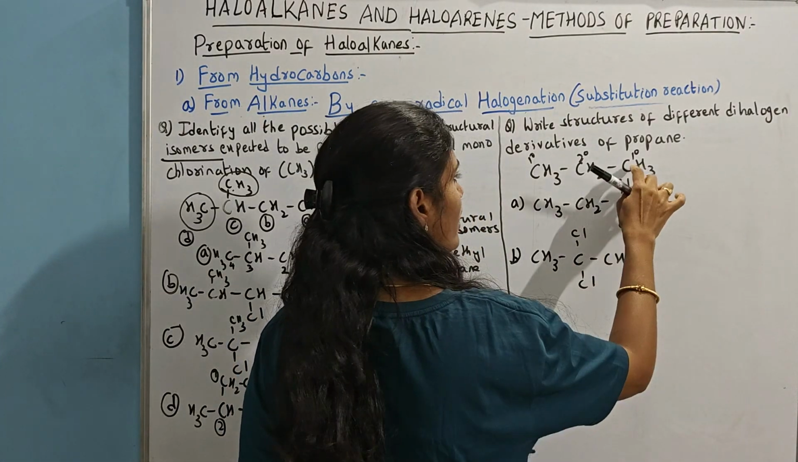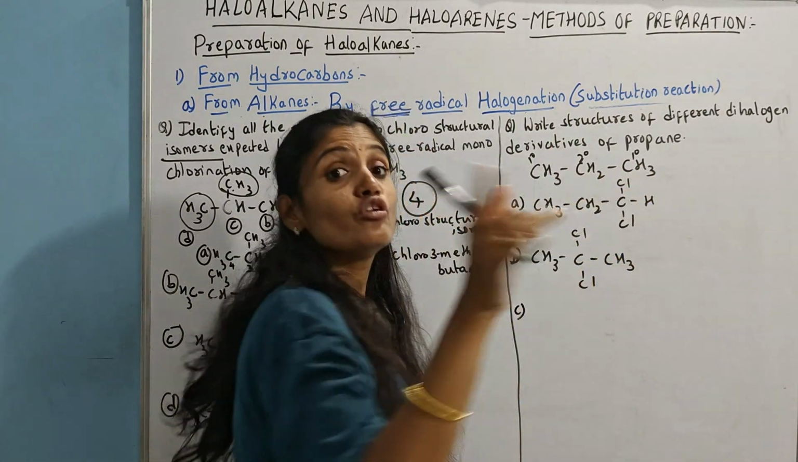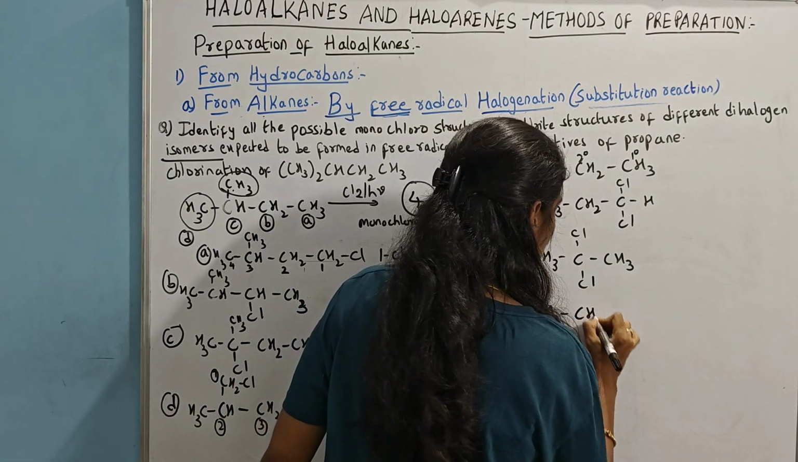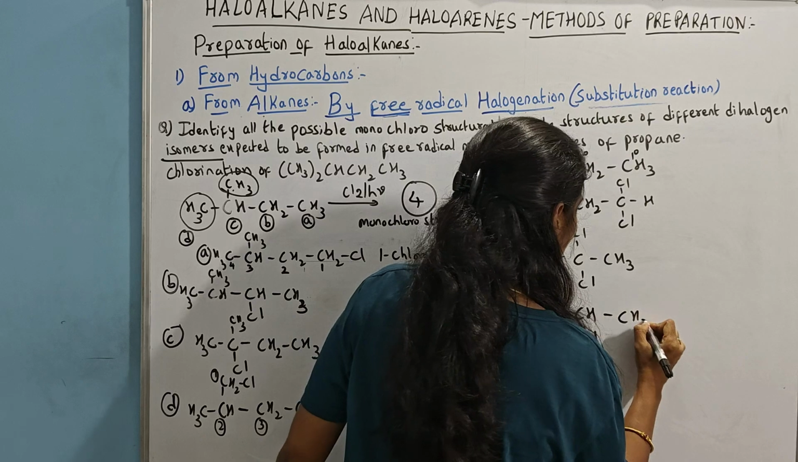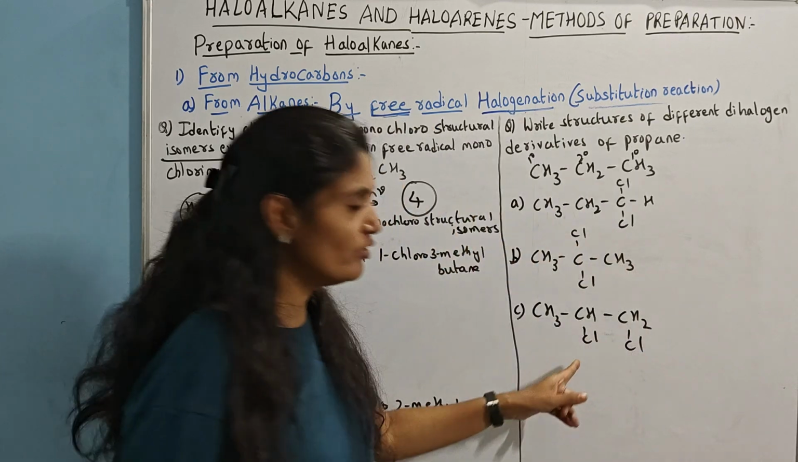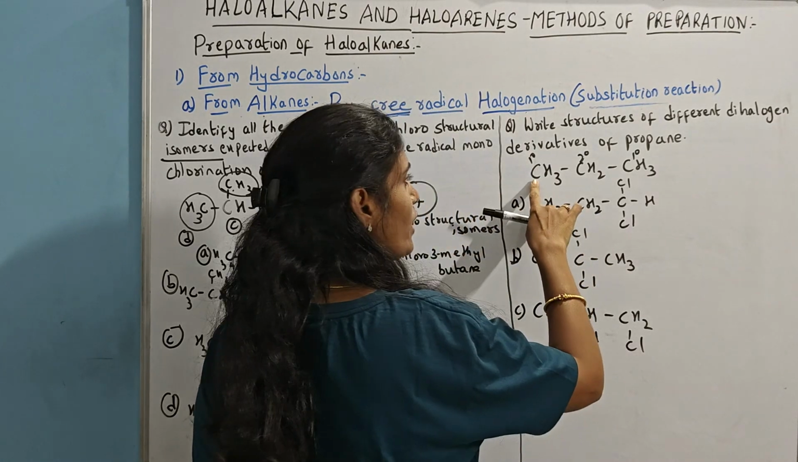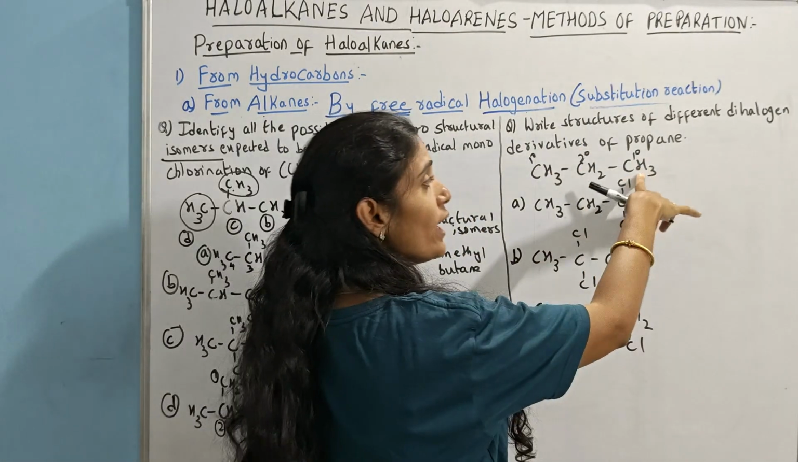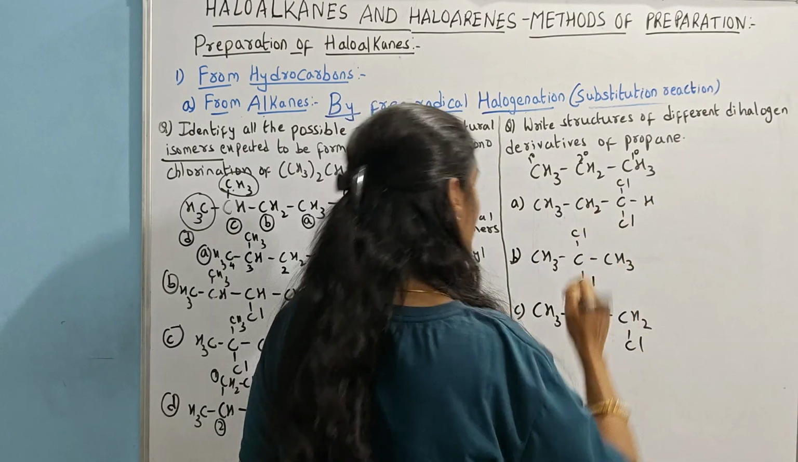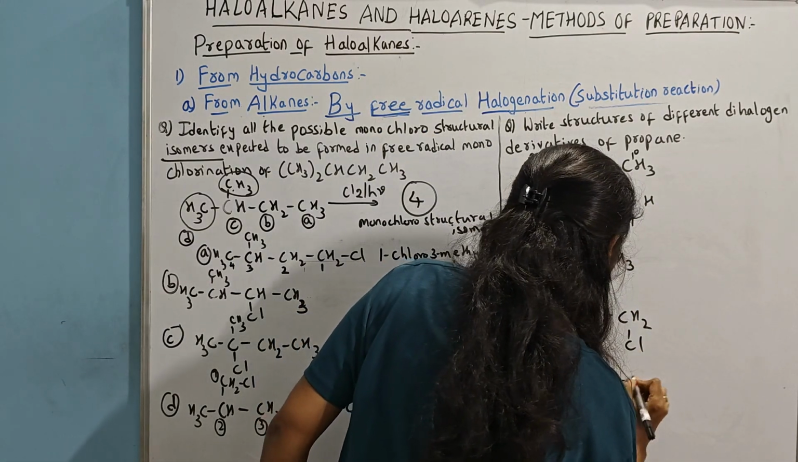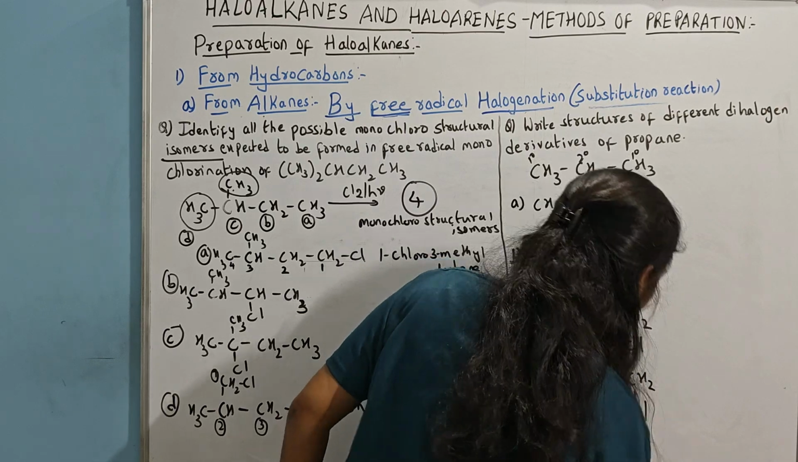One more thing I can do, I can substitute one hydrogen from the primary carbon and one hydrogen from the secondary carbon. Then what will I get? CH3, CHCl, CH2Cl. This is one possibility. What is the other possibility? I can substitute one hydrogen from this primary carbon and one hydrogen from this primary carbon with chlorine atoms. So I'll get CH2Cl, CH2, CH2Cl.